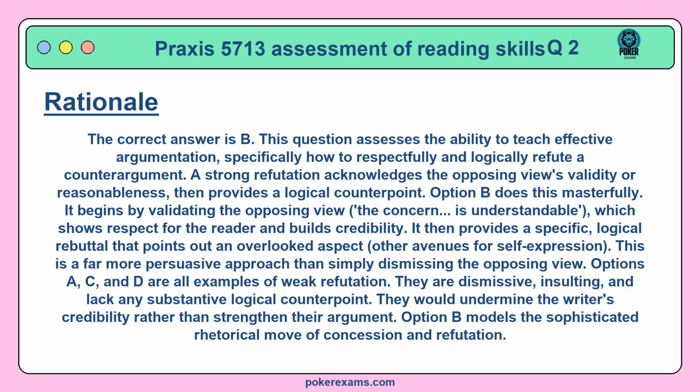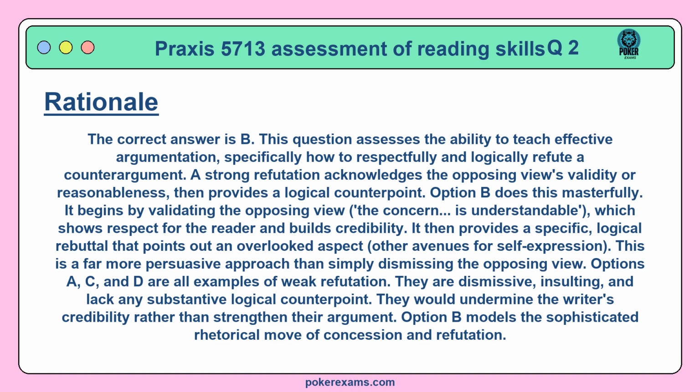Option B does this masterfully. It begins by validating the opposing view. The concern is understandable, which shows respect for the reader and builds credibility. It then provides a specific, logical rebuttal that points out an overlooked aspect, other avenues for self-expression. This is a far more persuasive approach than simply dismissing the opposing view.